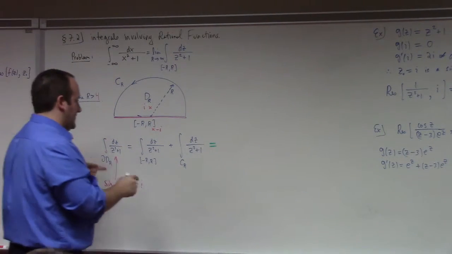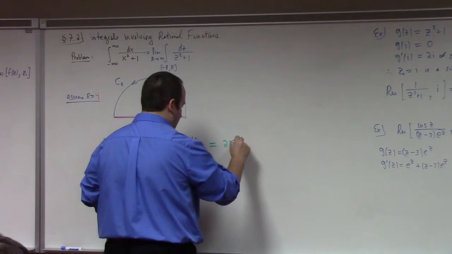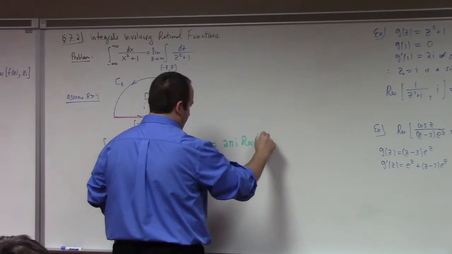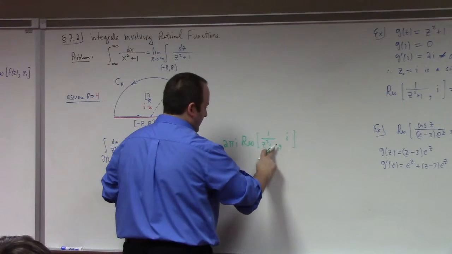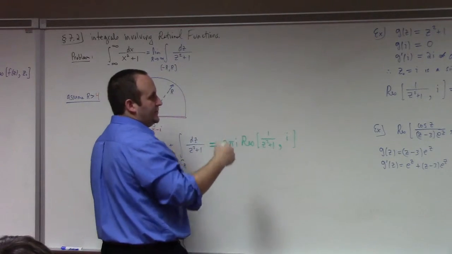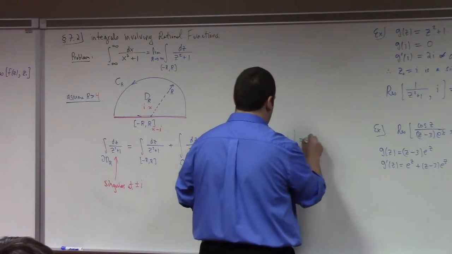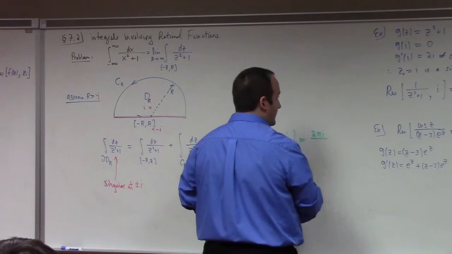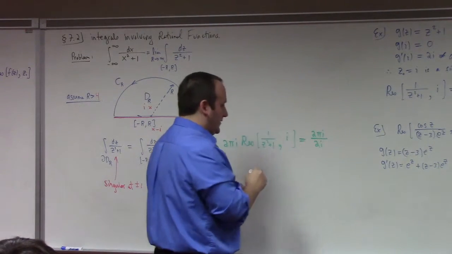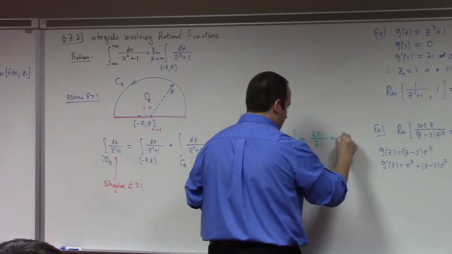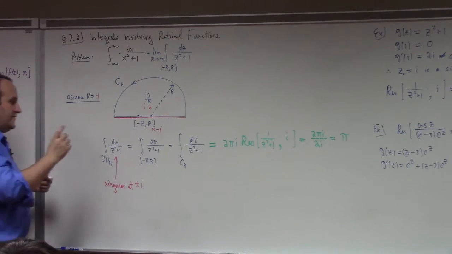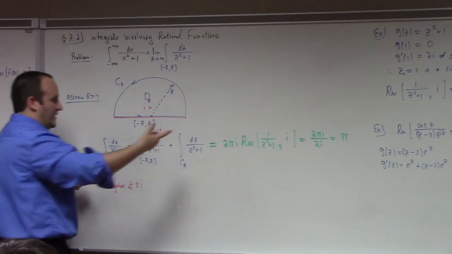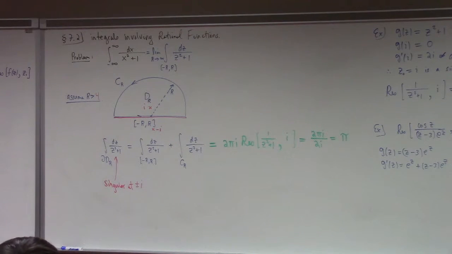All right. So this is 2 pi i times the residue of 1 over z squared plus 1 at i. But hey, as we were just mentioning over here by rule number 4, this is equal to 2 pi i over 2i. In other words, this is just pi. So I know the sum of this integral plus that integral is pi for any r greater than 4. You guys with me?